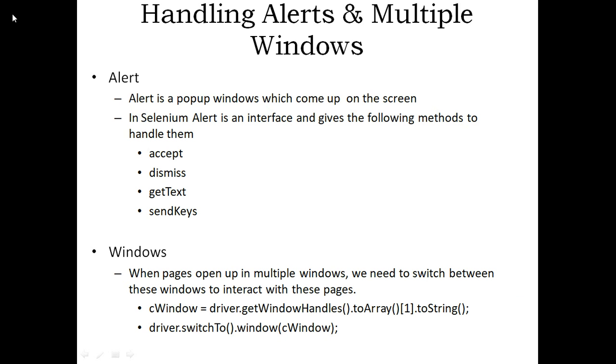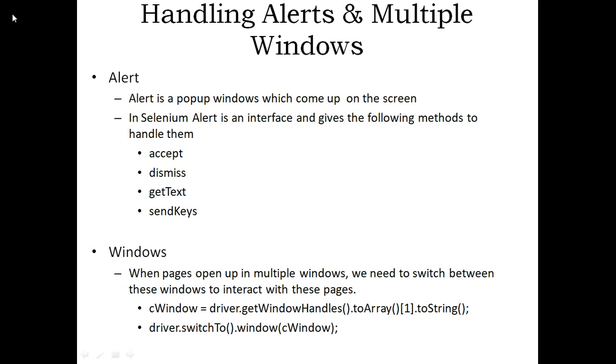They are a simple alert which contains just the message and OK button, and there is a confirmation alert which contains the message as well as yes or no or OK or cancel button. And the third one is a prompt alert which will ask you a question and then you have to answer either with yes or no.